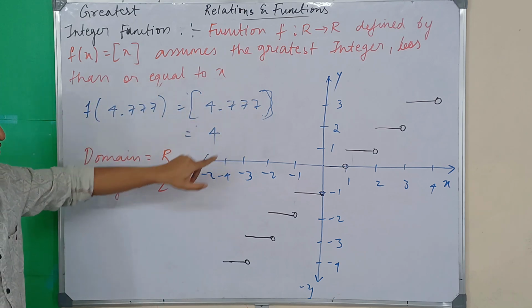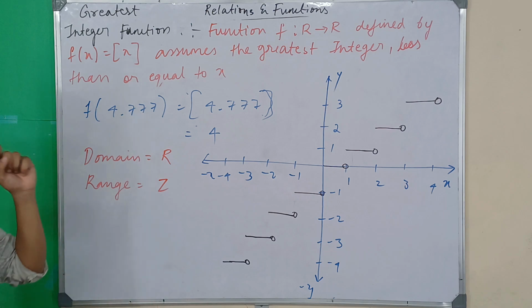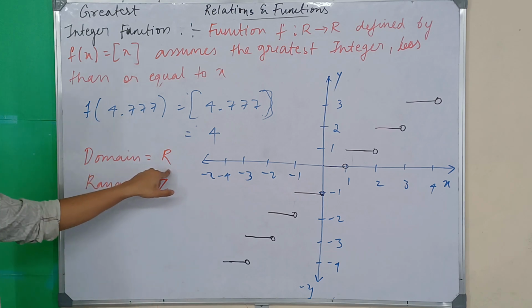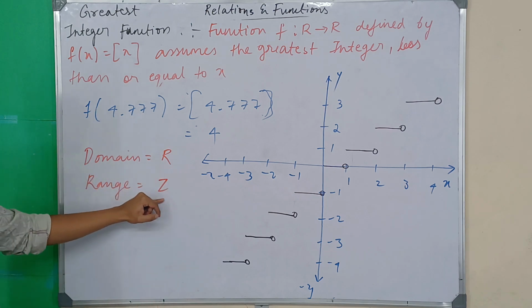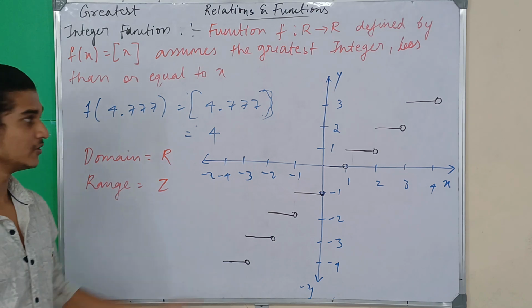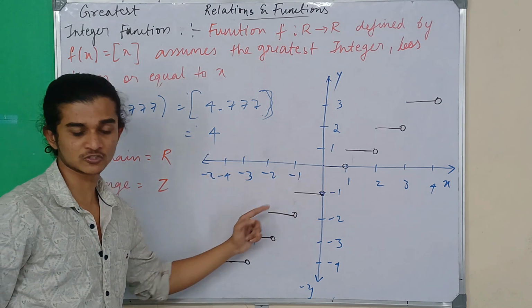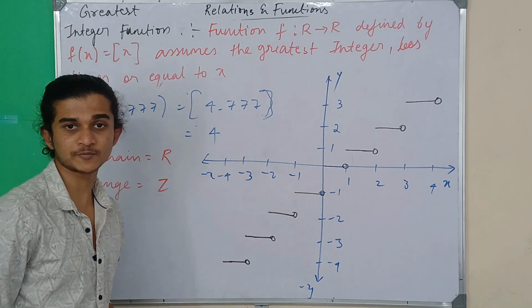So this is our x. Just assume the greatest integer less than or equal to x. Now the domain is the set of all real numbers, whereas the range is all integers. So this is the graph. If you plot the graph of this, it's going to look something like this. So these were all the different types of functions.